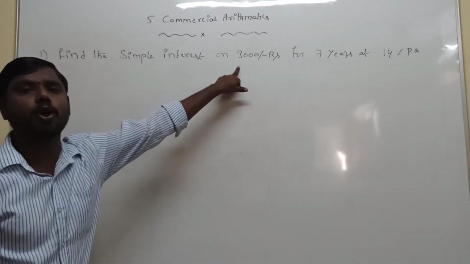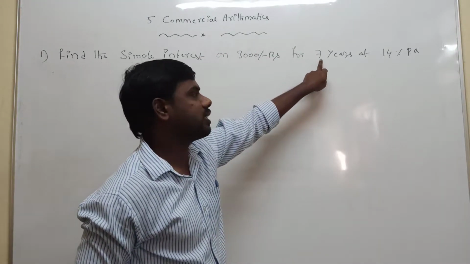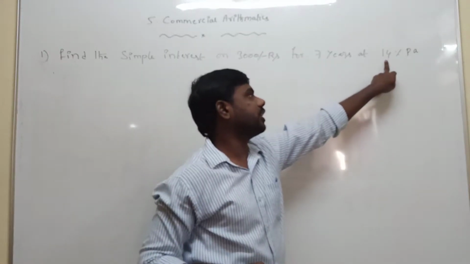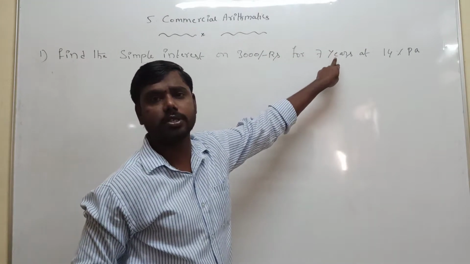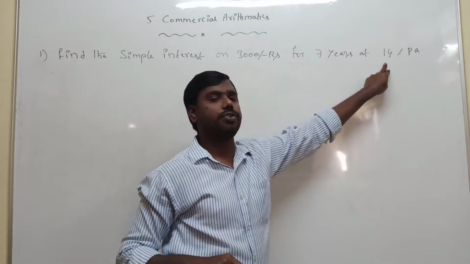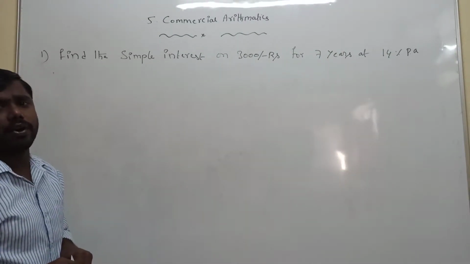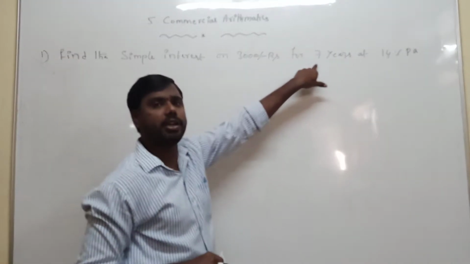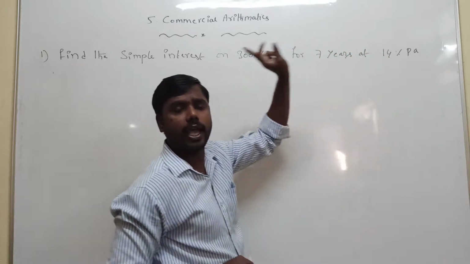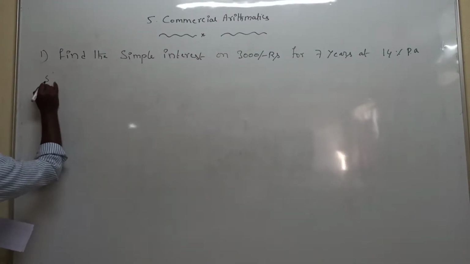What is the principal amount? 3,000 is the principal amount. Time is 7 years. Rate of interest is 14%. Principal amount, time and rate of interest are given, to calculate simple interest. You have understood what the given values are. Now we are going to the solution.